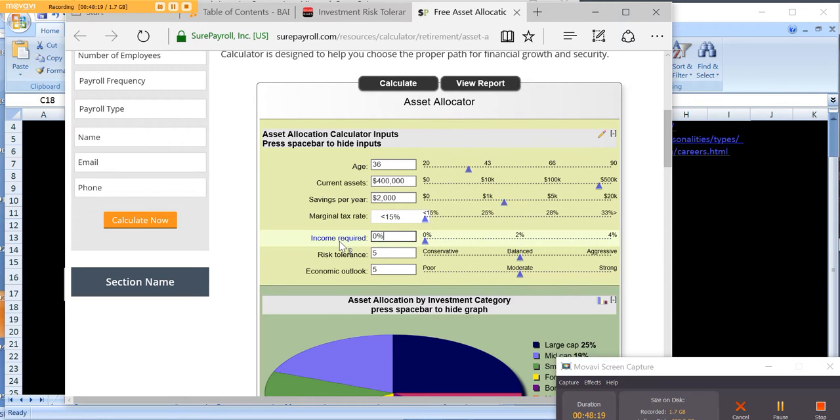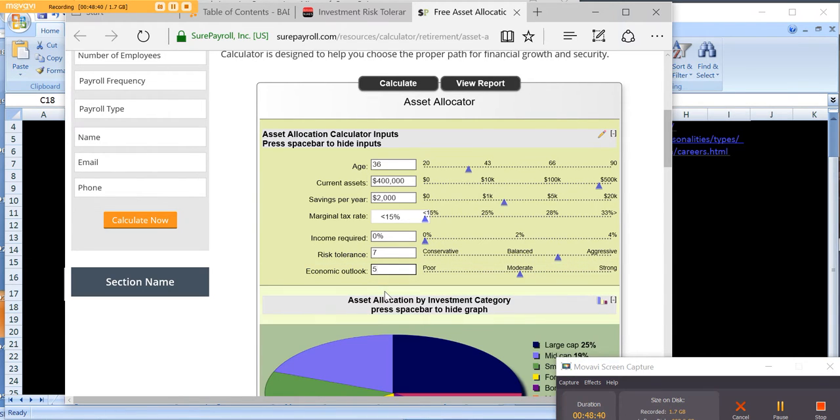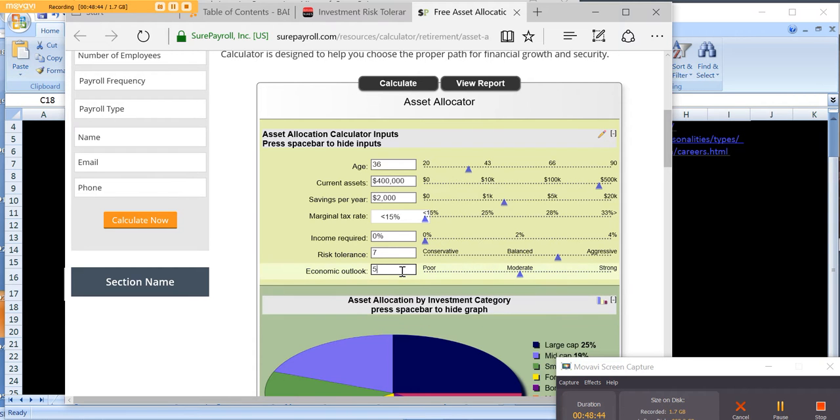For income required, this next section, I want you to leave this blank or leave it at 0. Don't change this, don't move it. The next thing I need to put in is my risk tolerance, and again, that was a 7. That was that converted score from my risk assessment. The last thing we're going to put in is economic outlook, and that is for you to choose here.